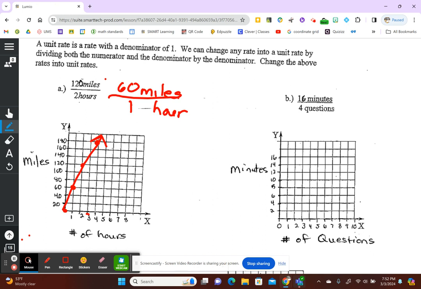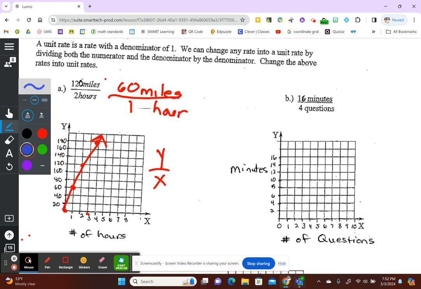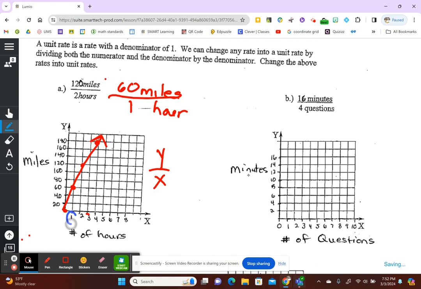So again, it would be a straight line through the origin. So there is a proportional relationship between x and y, and the slope of this would be y over x. And so for you to find the unit rate, you just look for where x is 1. You go up to the line and over, and 60 would be the unit rate. So let's look at the next one.